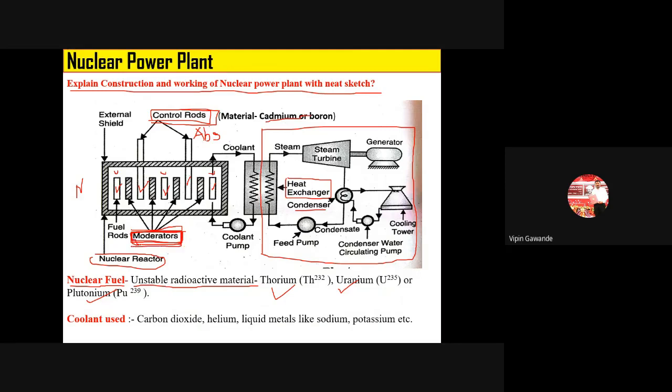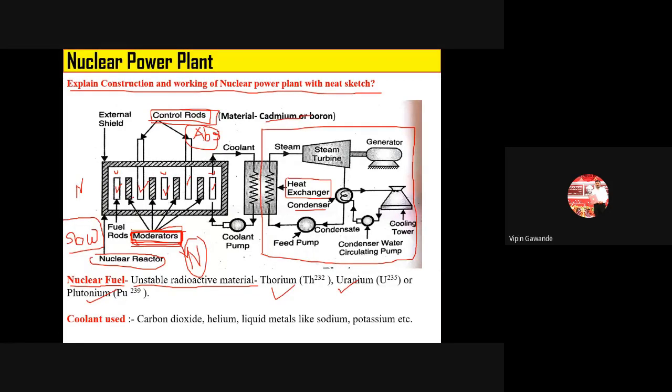The difference between these control rods and moderator is what? Control rods absorb the neutrons, but the moderator keeps the reaction within the safe limit without absorbing the neutrons. So that's the difference between control rods and moderators. Moderators slow down the neutrons and regulate the generation of energy, while control rods directly absorb the neutrons and then control the amount of energy generated in the nuclear reactor.